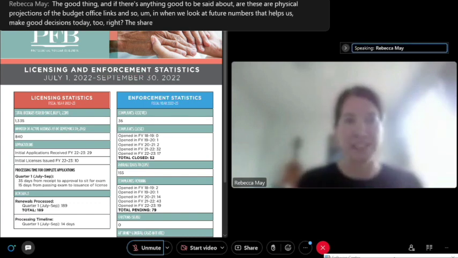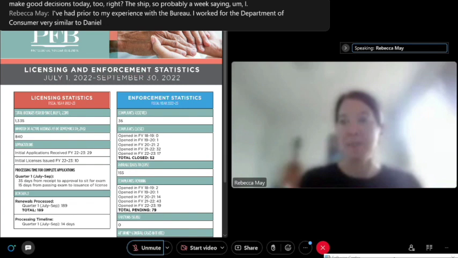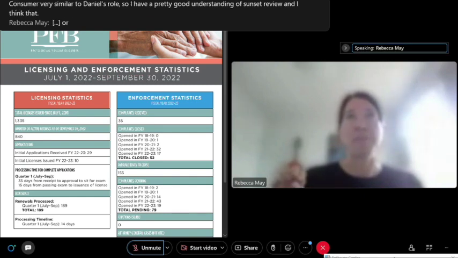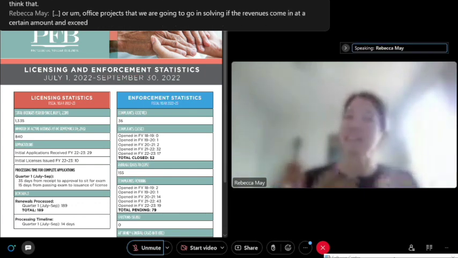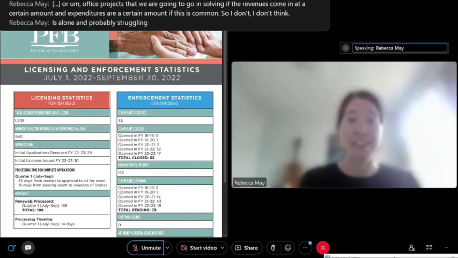So to proverbially say, prior to my experience with the Bureau, I worked for the Department of Consumer Affairs, similar to Daryl's role. So I have a pretty good understanding of Sunset Review. And I think that downturns, or when the budget office predicts that we are going to go insolvent if the revenues come in at a certain amount and expenditures are a certain amount, this is common. So I don't think that the Bureau is alone in probably struggling in this financial way.